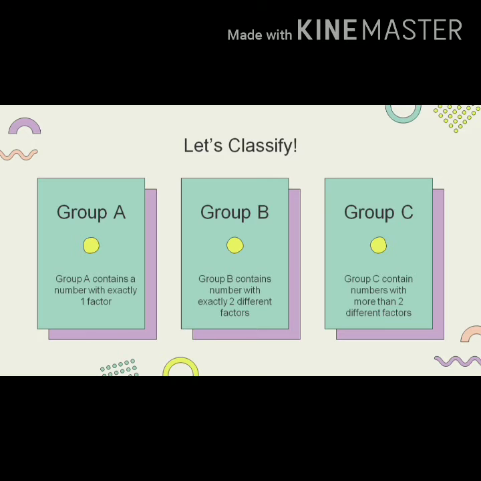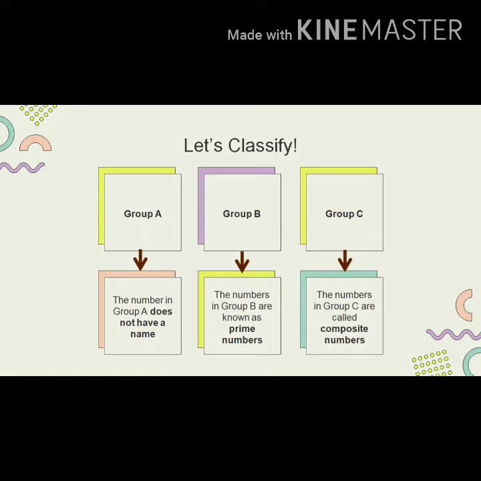Done? If you're done, let's make a name for each group. Okay? The number in group A doesn't have a name. The numbers in group B are known as prime numbers. And the numbers in group C are called composite numbers. Remember that group A doesn't have a name, group B prime numbers, and group C, composite numbers.